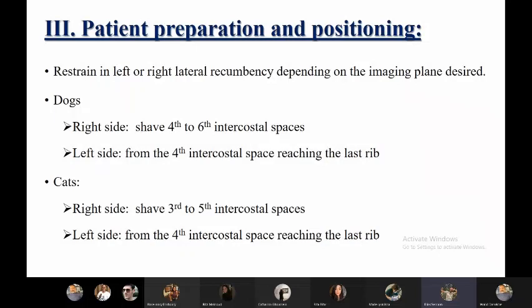Now for the patient preparation and positioning. Patients are usually restrained in left or right lateral recumbency depending on the imaging plane desired. In dogs, the right side is imaged from the 4th to 6th intercostal spaces, whereas in cats, the right side is imaged from the 3rd to 5th intercostal spaces. In both dogs and cats, the left side is imaged from the 4th intercostal space reaching the last rib.